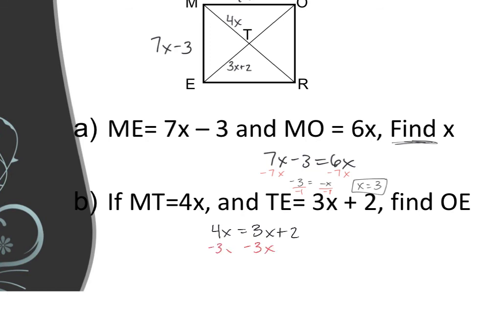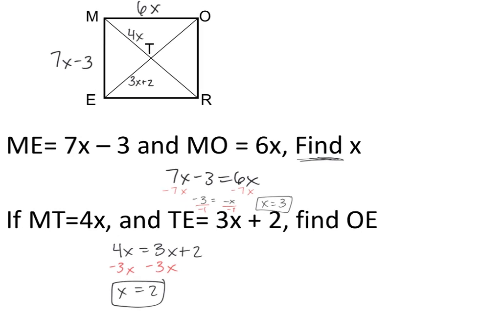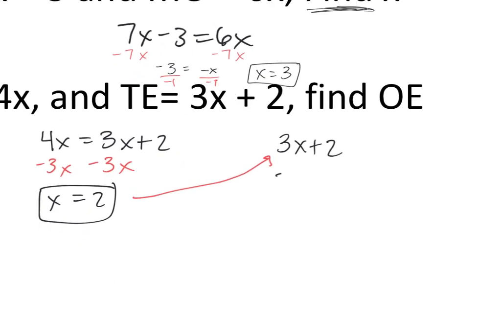Beautiful. X equals 2. We done? No, why not? You plug it in. Good, Juliana. We need to plug it in. So, where should we plug it in? We plug it into 3x plus 2. Plug in x equals 2. 3 times 2 plus 2 is going to give us 8.